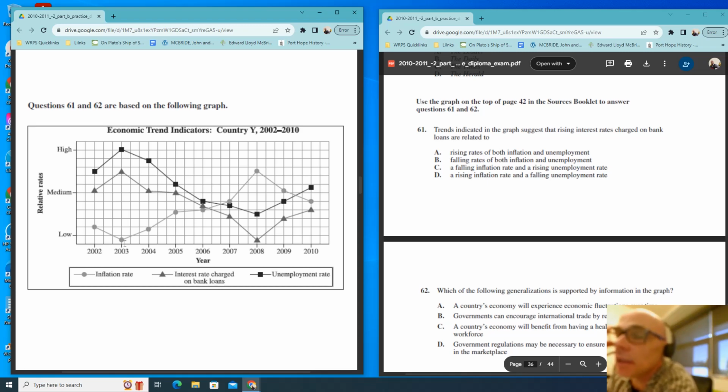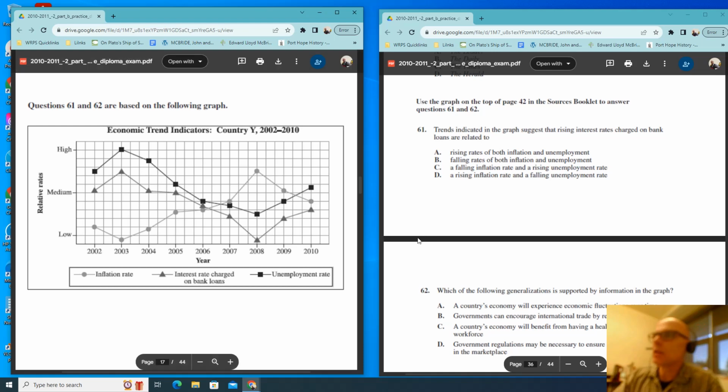I don't know. I see it as C. The back of the book says D. I'm going to ask other people, see why I'm wrong on that one. Maybe I'm reading it backwards.